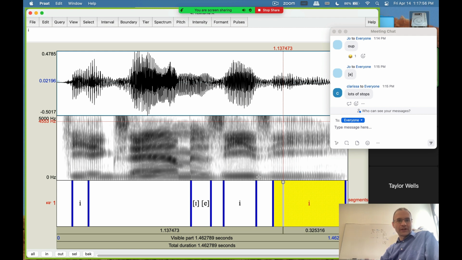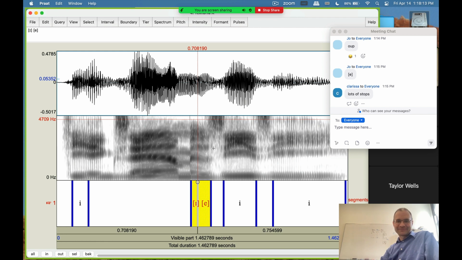It's fairly easy to identify. Like right before that mystery vowel we have right now, is that a stop? This spot right here. Yeah. It's a good question. What do you guys think?